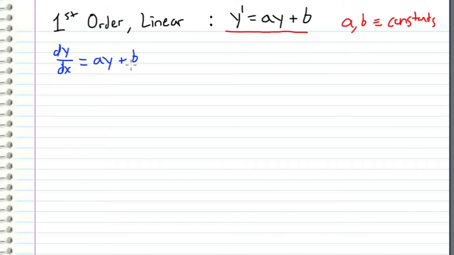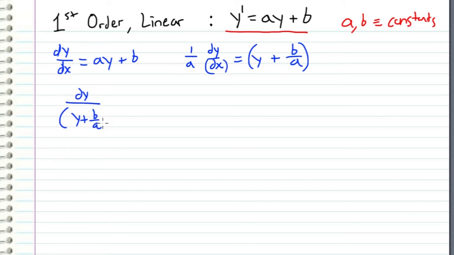So let's just divide both sides of this equation by a. So what I get is 1 over a dy dx is equal to y plus b over a. And now what I want to do is get the dy's with the y's and put the dx on the other side so that I can integrate. So I'm going to divide by this entire term on both sides, and then I'm going to multiply over the dx to get it on the right side. So when I do this rearrangement, I get dy over y plus b over a, and this is equal to a dx. So now we can actually integrate this because all of the y's are with the dy, and then I have the dx on the opposite side.